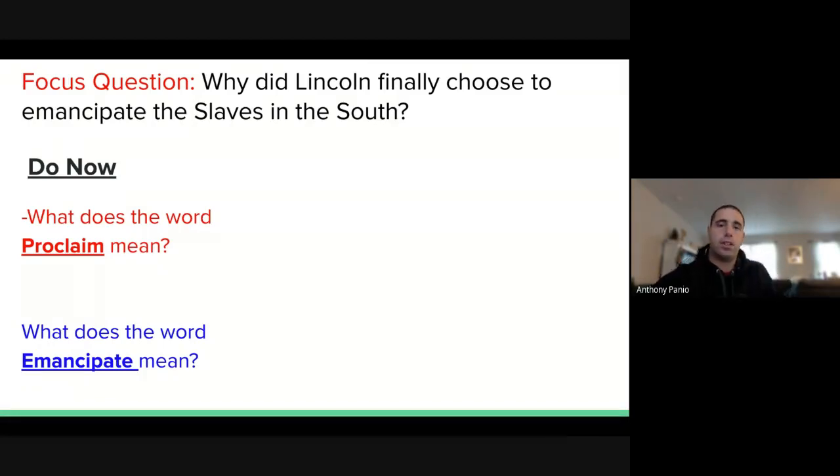The focus question today is, why did Lincoln finally choose to emancipate those slaves in the South? You should know throughout the beginning of the war, his goal was not to emancipate the slaves. You should know that the first 2 years of the war, he is more focused on preserving the Union. But there is going to be a little bit of a change.